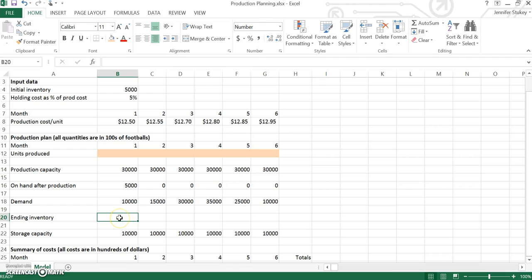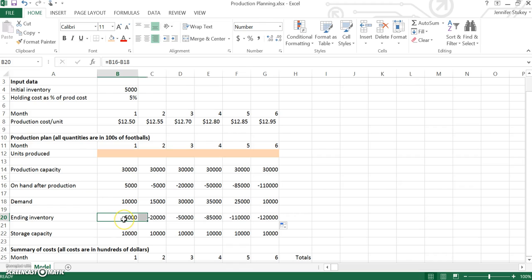Alright, your ending inventory is going to be calculated by the number that you have on hand after production minus the demand, because you are going to sell all that you can, right? You don't want to hold them in storage if you can sell them. Now again, the number that's here is not going to be the number that is correct yet, because the solver has not told us what these numbers are, and all of these calculations are dependent on those numbers. We're just putting in the formulas.